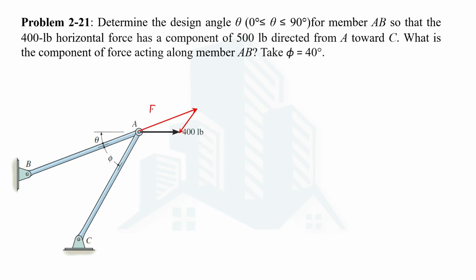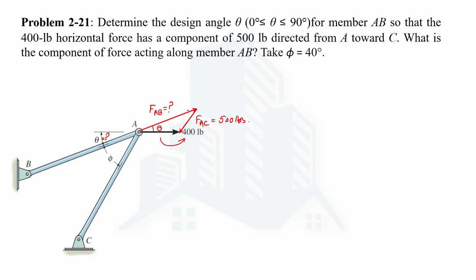So this is FAB, this is FAC. We know the magnitude of FAC, which is 500 pounds. We know the resultant that has a magnitude of 400 pounds. We are being asked to determine the magnitude of FAB, and also this theta angle. So this theta angle will actually be this angle in this triangle. As you can see from here, the opposite angles would be the same, so this angle will actually be theta.